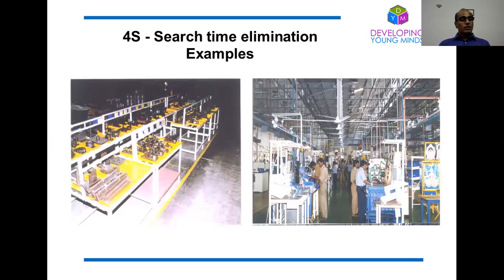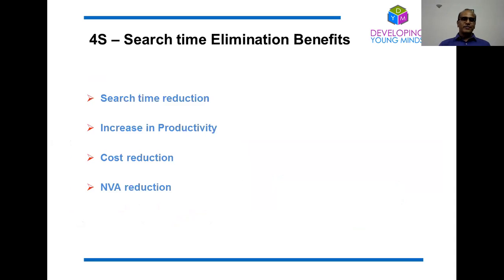This is also another big visual control. You can see it in this photograph. You can see the fixtures are properly arranged and properly kept and properly identified, and there is a place for everything there. So this is one of the ways to avoid time delays on the shop floor. And the other example also, the shop floor is properly arranged there if you look at it. So this is the other example, right?